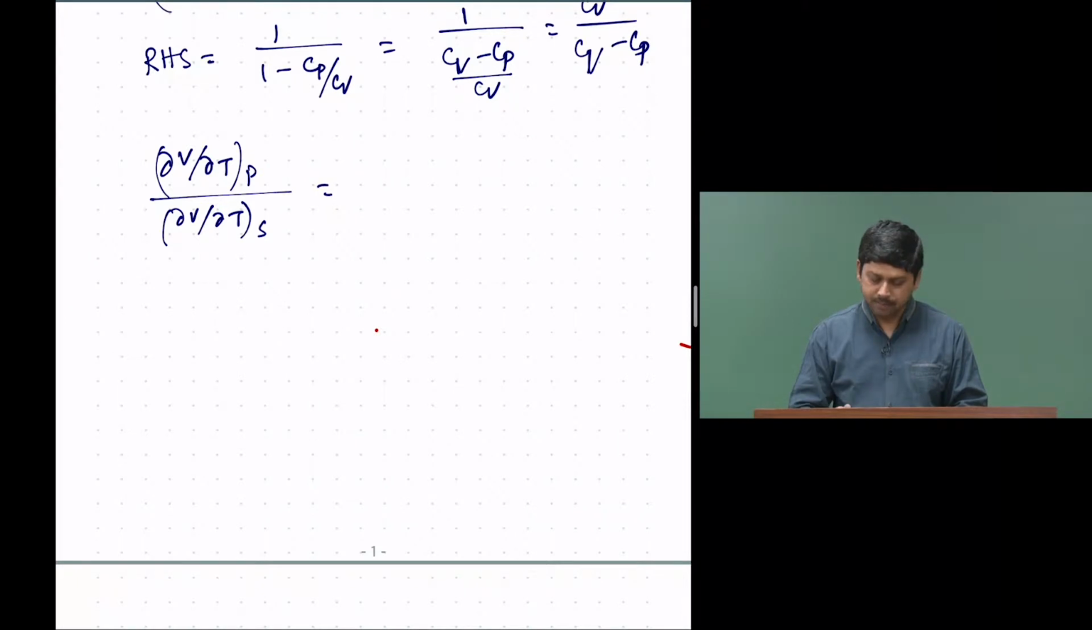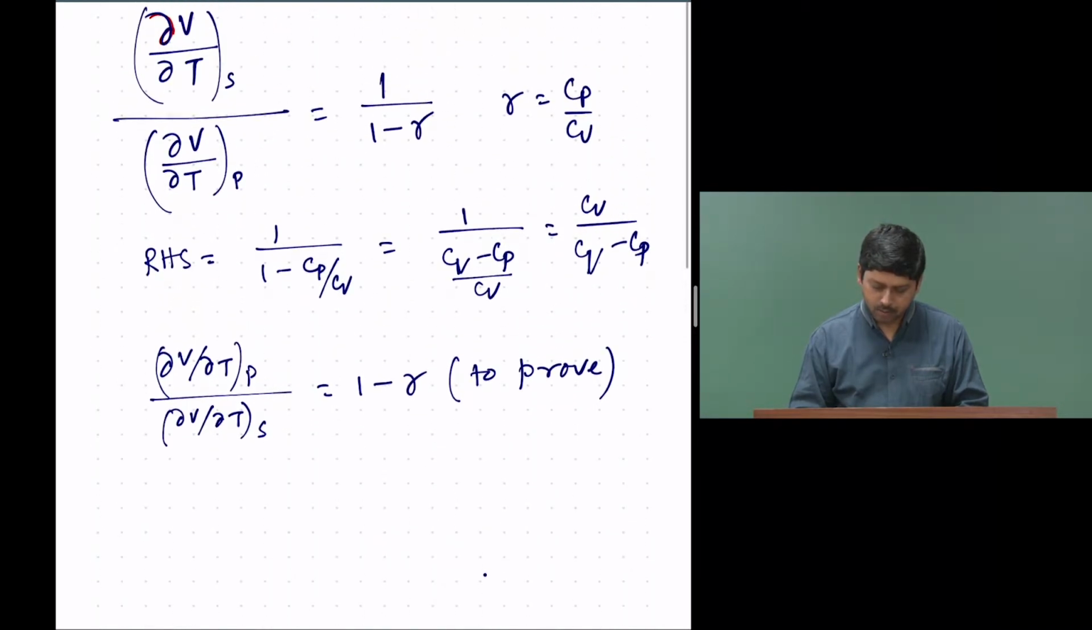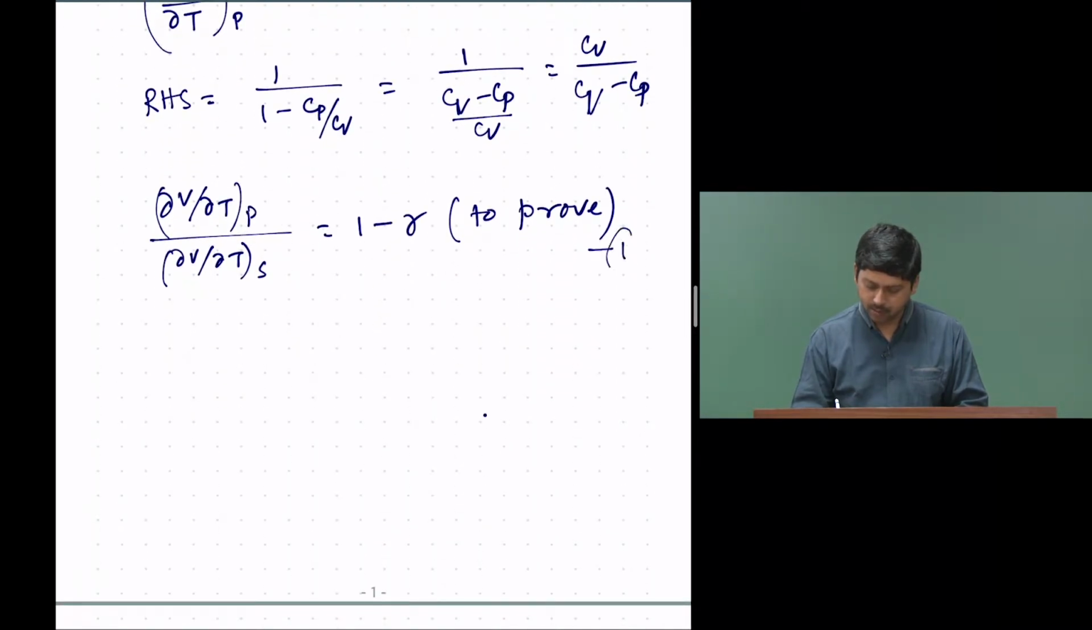So, let us start doing that. Okay. So, we have to show that this is equal to 1 minus gamma. This is to prove. We have to prove this. Okay. So, let us call that equation 1.